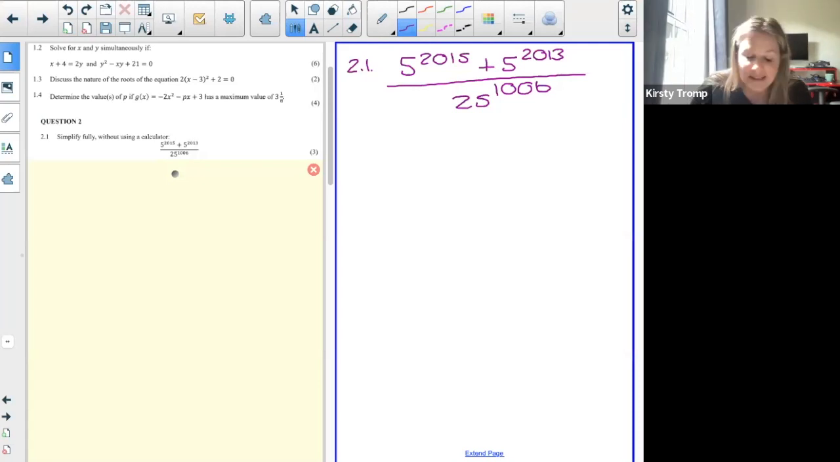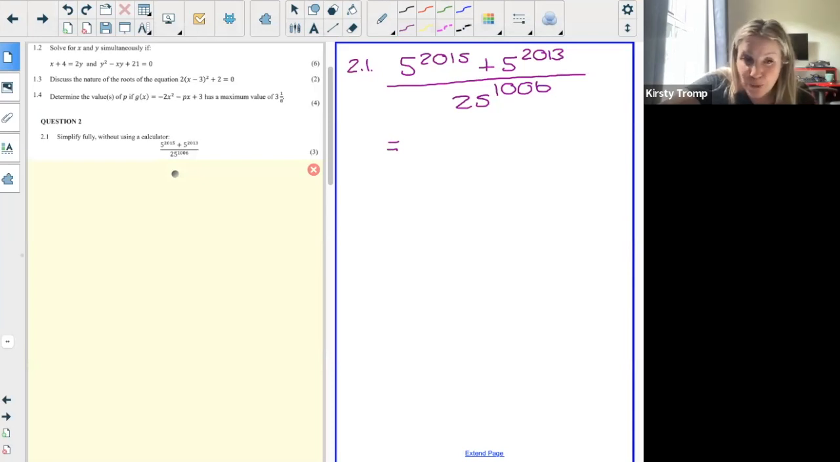All right, let's have a look. The idea here is that we're pulling out common factors. If we're looking at 5 to the power of 2015 and 5 to the power of 2013, do you agree that we can pull out a common factor? We can definitely see that 5 is the base.